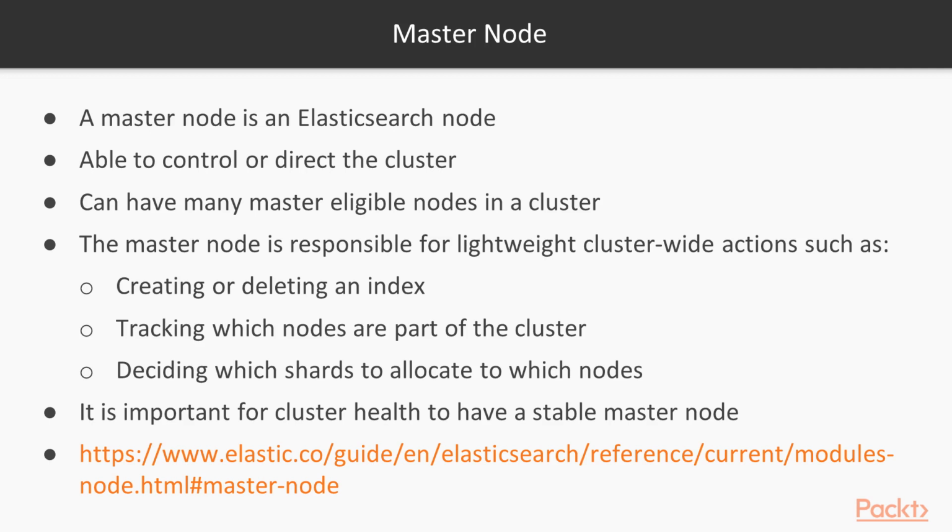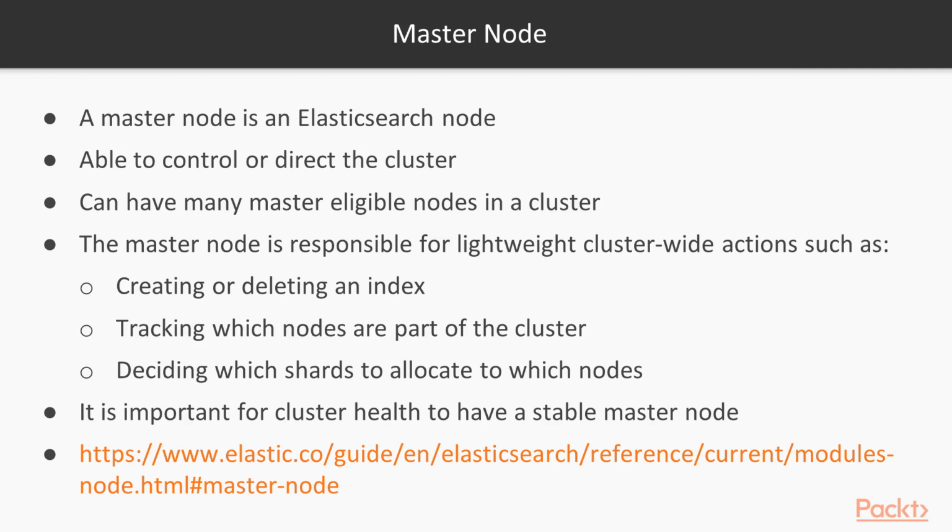The way Elastic describes it, I'm going to read it. I know it's on the screen, but the master node is responsible for lightweight cluster-wide actions, such as creating or deleting an index, tracking which nodes are part of the cluster, and deciding which shards to allocate to which nodes. It's important for cluster health to have a stable master node.